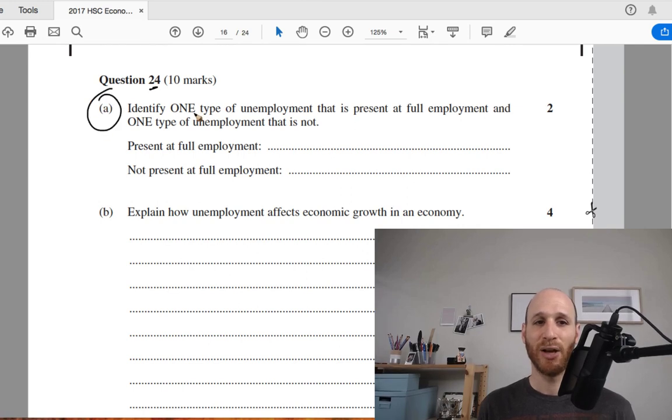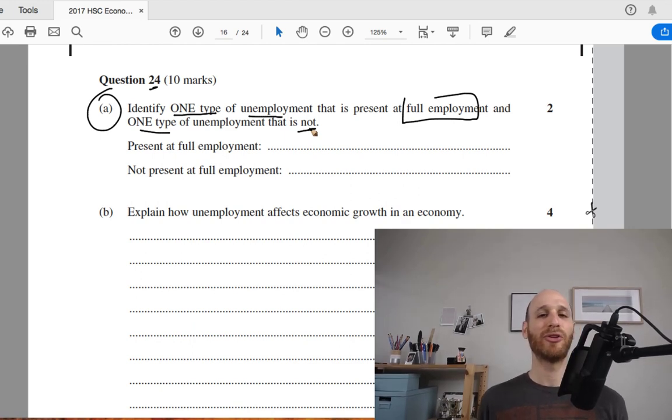Part A. Identify one type of unemployment that is present at full employment and one type of unemployment that is not. Okay, I'm sort of reading between the lines here, and when I'm looking at full employment, what happens when the economy is at the non-accelerating inflation rate of unemployment? What is happening at that full employment level?